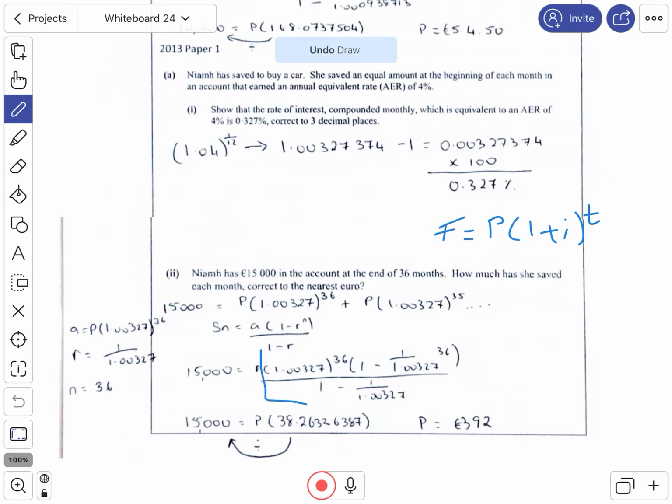And we are going to put this whole bit here into the calculator. And it comes out as this. Now, if you used this value, you might get something slightly different, but nothing too different. Okay, once I get this in the calculator, I bring it across and I divide by it, and I end up with the value of, because they said correct to the nearest euro, I'm keeping it as the value of 392. So either this or using this one will get you that value.